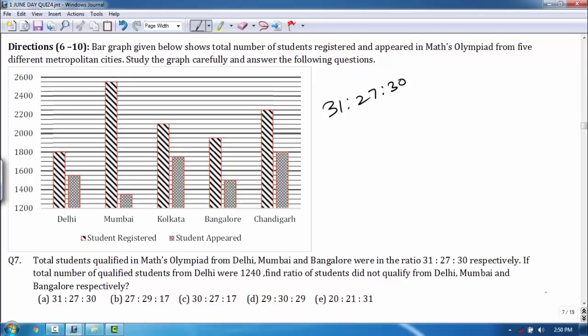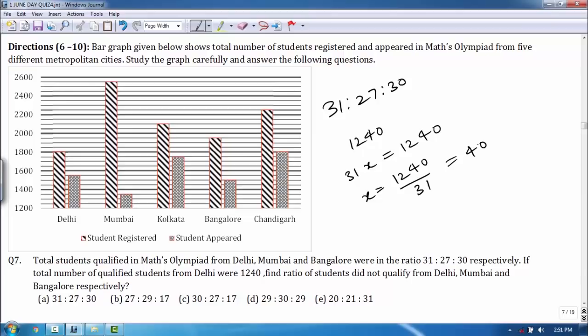So the number of students who qualified from Delhi is 1240. That means from the above ratio we get 31x is equal to 1240. That means x is equal to 1240 upon 31. So that gives us 40.